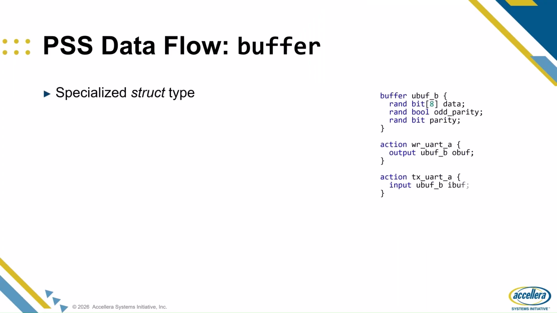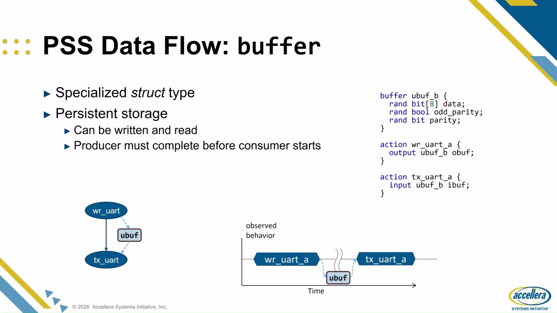In PSS, a buffer is a specialized struct type to model communication between actions. We can declare a write UART action that outputs a buffer of the defined type, and the TX UART action with an input buffer of the same type. Buffers represent persistent storage in the system and can be written and read by different actions, but the producer must finish before any consumer starts.